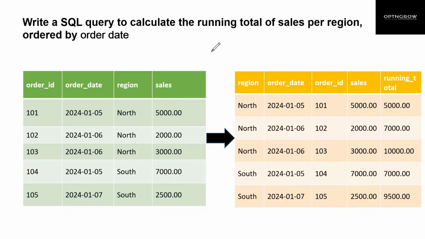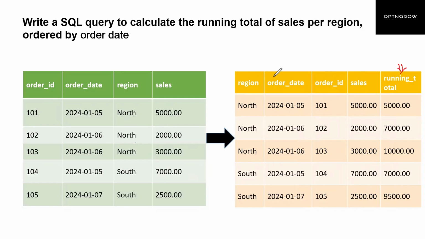Hello and welcome back. Let's look into the question for this video. So this is the input table and this is the output table. What we have to do is calculate the running total of sales per region. So what does that mean? If you see over here in the output, this is a column that we need to calculate.